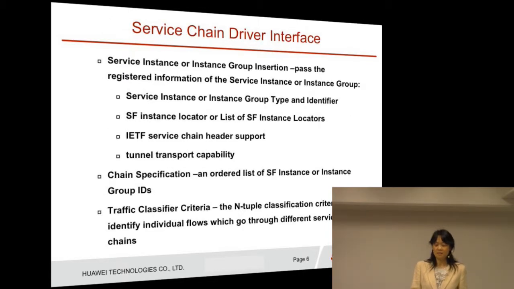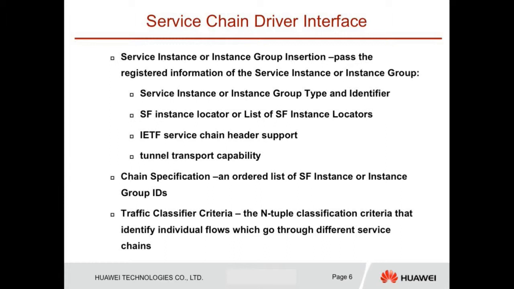This slide talks about the information that needs to be passed between the service chain plugin and the service chain driver. It needs to pass a sequence of service function instances, and each instance should specify its locator information, its service chain header support, and its tunnel transport capability. Also, it should pass the traffic classifier criteria, which is an n-tuple classification criteria that identifies the flow that will go through different service chains.